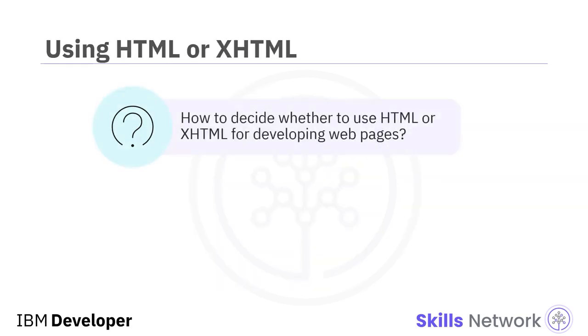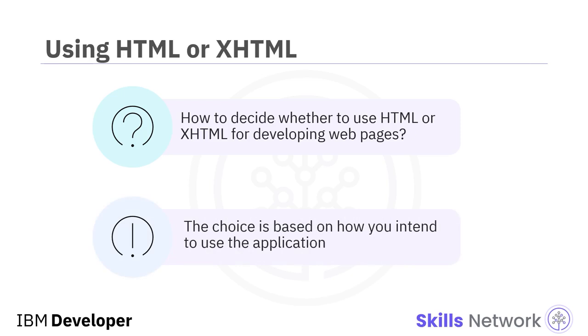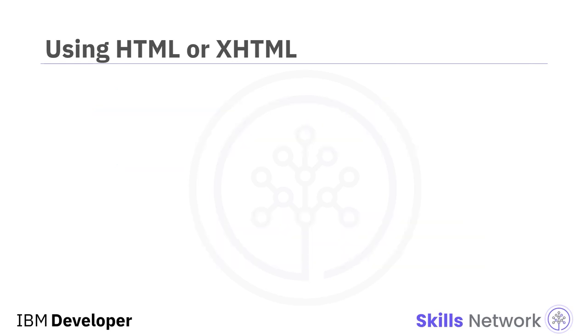How do you decide whether to use HTML or XHTML for developing web pages? Which of the two options you choose is related to how you intend to use the application. For instance, are you using XSLT, or Extensible Style Sheet Language Transformations, to create other documents and resources from your web pages? People are equally divided about whether to use XHTML or HTML. Both HTML and XHTML use the same semantics, or tags.